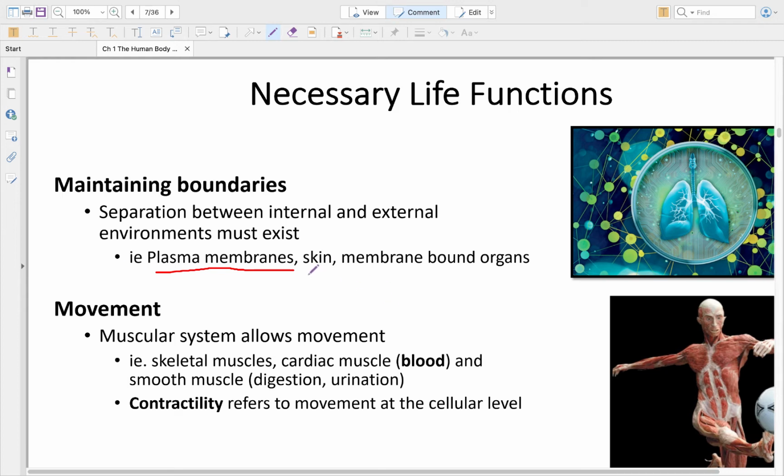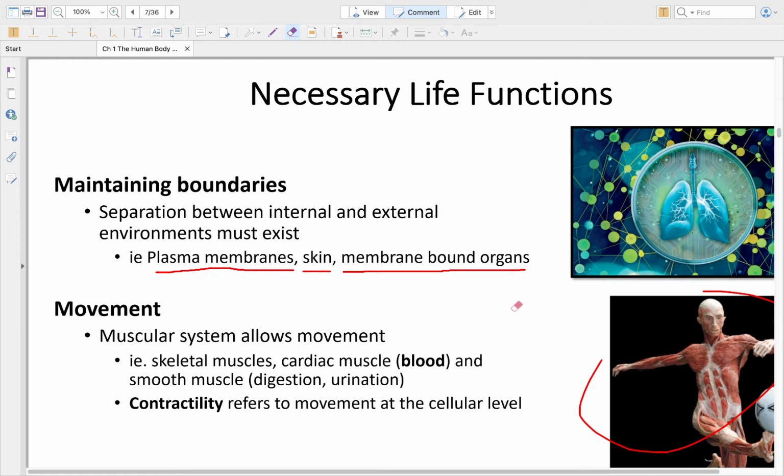Okay, we also have our skin, for example. That's a perfect example. Your skin protects your internal body from the external environment. All the pollutants out there, from bacteria, from fungi. If you didn't have your skin, then you would look like this guy. You'd be exposed, and that is scary. All right, and then of course we have something called membrane-bound organelles that we will discuss in our cellular chapter. Okay, so that's what we mean by maintaining these boundaries, especially on a cellular level, but also on an organismal level.